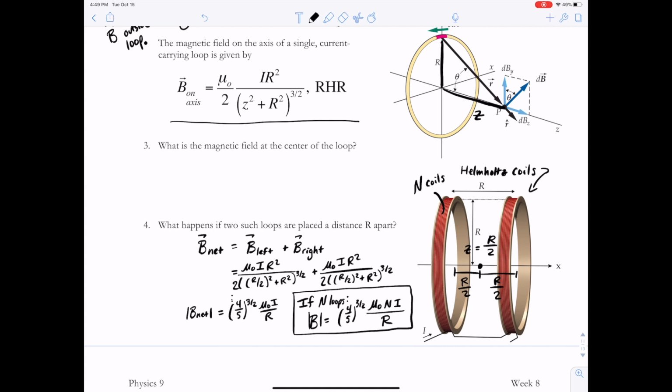And now for completeness, let's go ahead and answer number 3. What is the magnetic field at the center of the loop? Again, we'll be using the equation underlined here. At the center of the loop, z will be equal to 0. So knowing that fact, go ahead and pause the video and evaluate the above equation for when z is equal to 0.